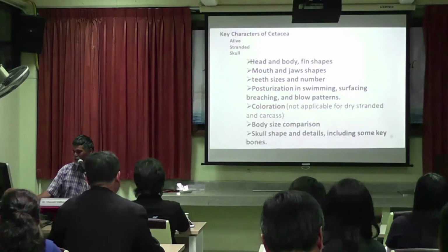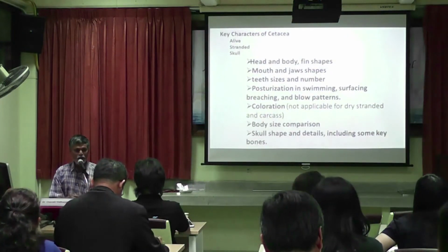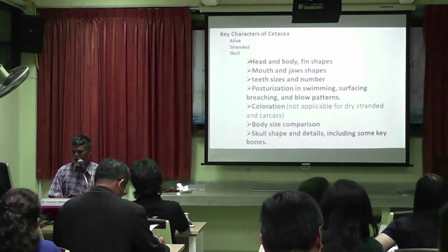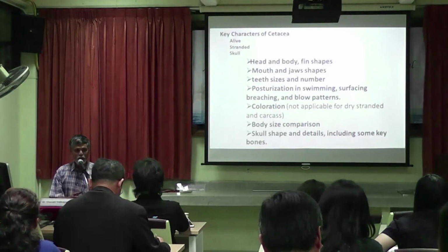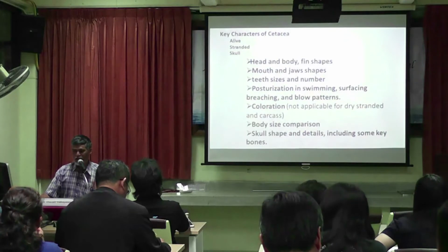Skull shape and detail, including some of the key bones, even some kind of limb bone, can identify the whale apart from other species. When the carcass decomposes and only the bone is left, you can see some key characters of the bone that can identify it.